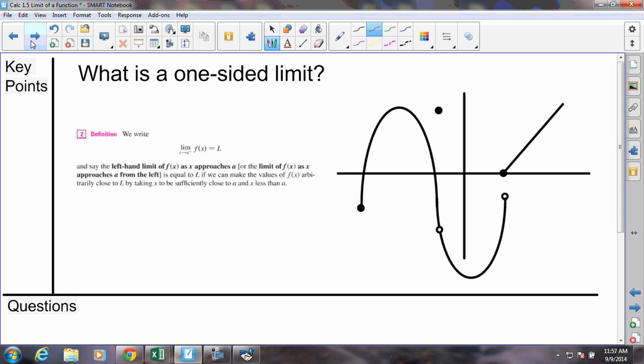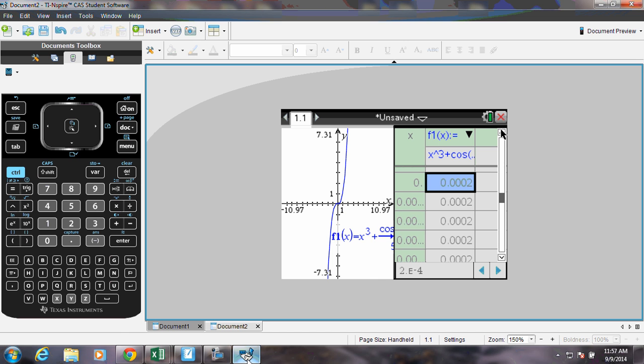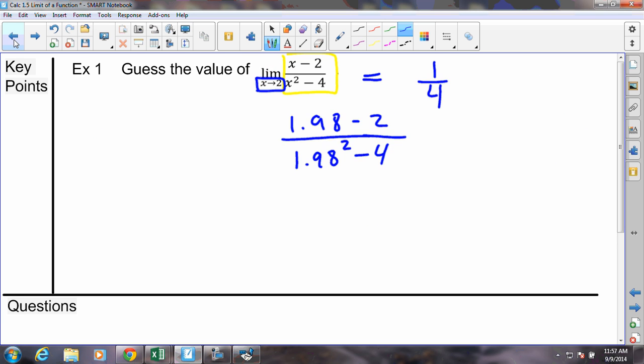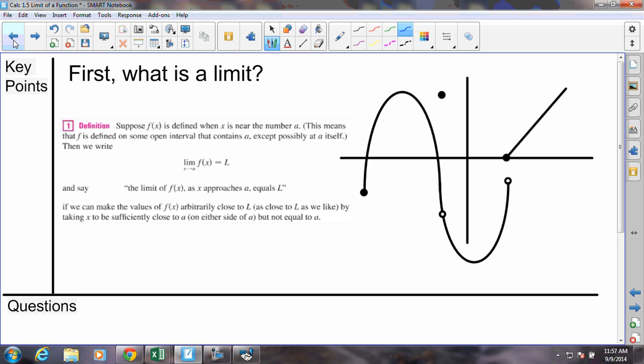One-sided limits. When we were doing the tables, you notice how we were looking at above and below? What if we don't care about above and below? A one-sided limit is a piece where we're saying if you approach the graph only from the left-hand side, like here, where is it going? A right-sided limit would be saying if we're approaching only on the right, where is it going?